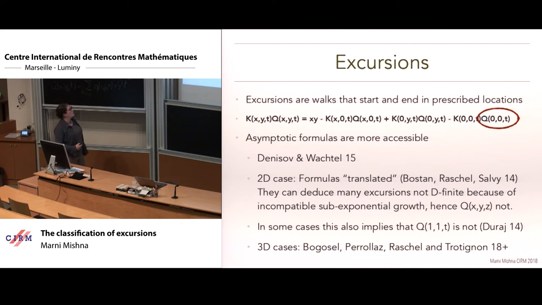In the two-dimensional case, they're more accessible, but it's still very tricky. They were translated by Aline Killian and Bruno Salvi. And they were used, and many excursions were shown not to be D-finite because they had an incompatible sub-exponential growth, as we've discussed. In some cases, you can further imply that the counting generating function is not D-finite, very roughly, but not exactly, when the drift is very negative. Okay? And the 3D cases, very recent work where they say, okay, now let's look at excursions in three dimensions, and they found some really nice characterizations of what these formulas can mean.